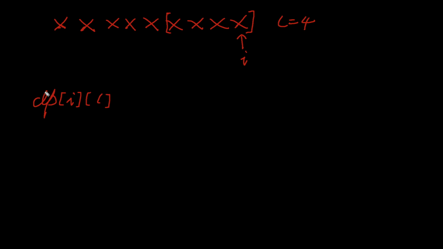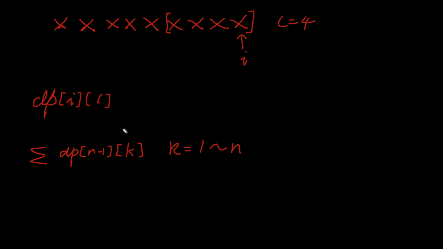If we define the DP in this way, what's going to be the final answer? Basically, it's going to be the sum of DP[n-1][k]. N minus 1 means we're ending with the last character, and this is going to be the length of k, where k ranges from 1 to n.